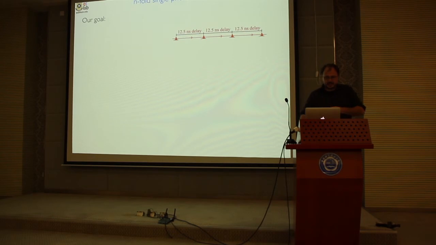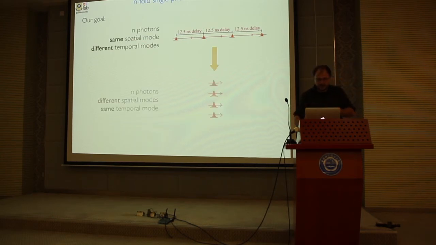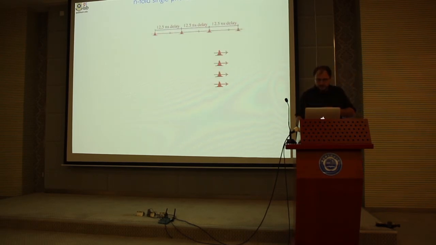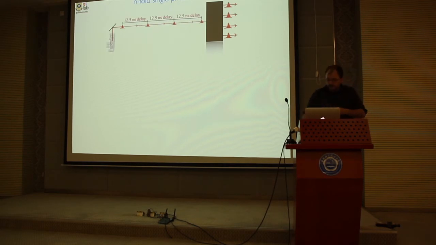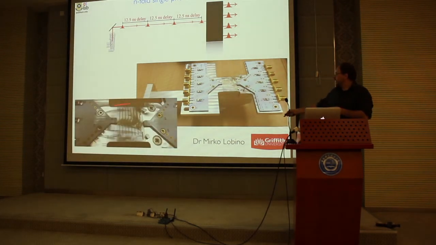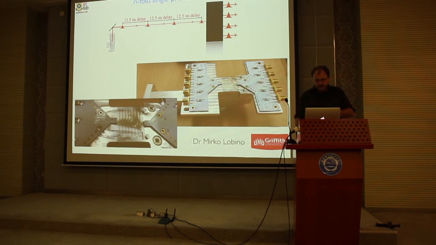Our goal is to take that string of photons that are in the same spatial mode at different times and turn it into an array of photons that are at the same time in different spatial modes. You need a switch to do that. We've been exploring several designs. One is with Mirko Lobino's group at Griffith University. There's a little piece of crystal here with waveguides zooming in. The light comes in and gets split into these modes here by electro-optic control.